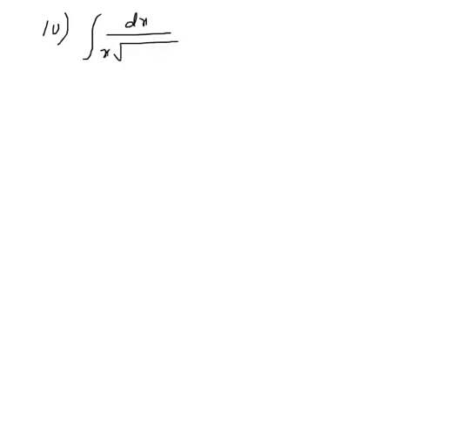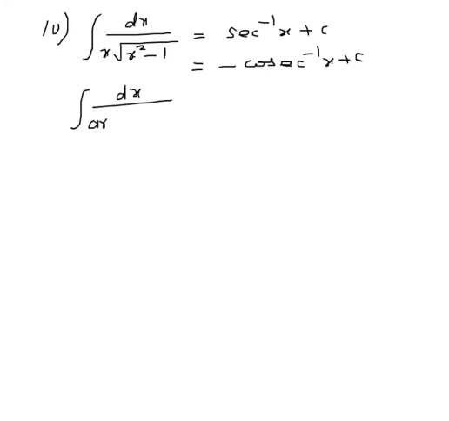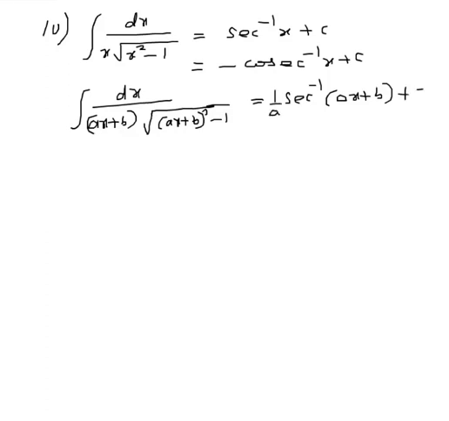Integral dx divided by x times root of x square minus 1. This is secant inverse of x plus c or minus cosecant inverse of x plus c. And this formula is applicable for linear function of x also. ax plus b times root of ax plus b the whole square minus 1. Secant inverse of ax plus b divided by a.